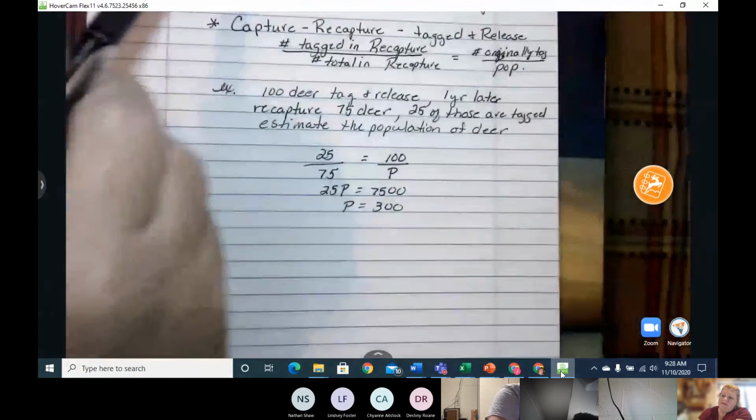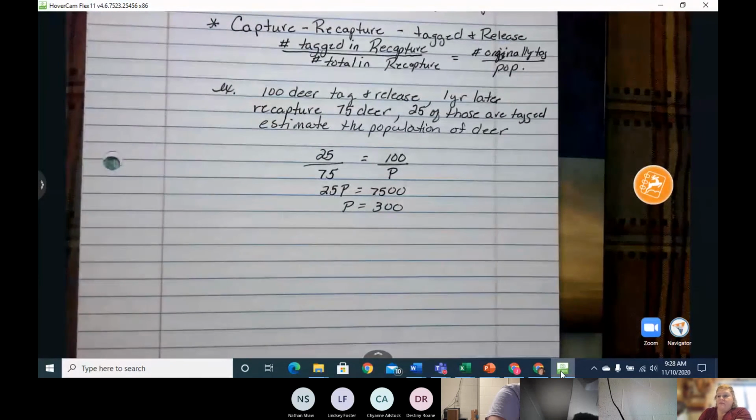So methods to collect data. We have experimental and observation, and then we have this third method that's used in special situations, the capture and the recapture.